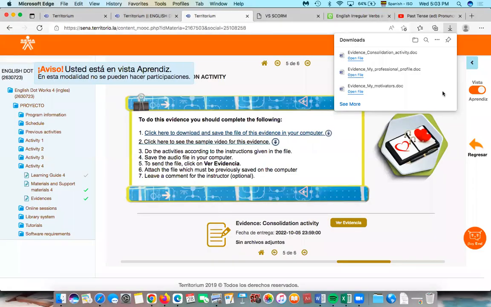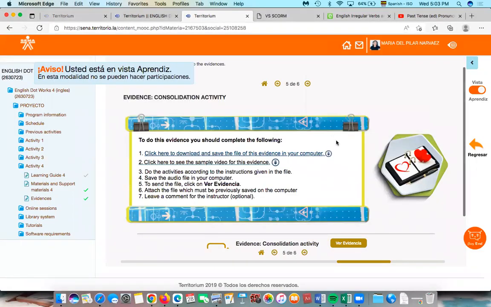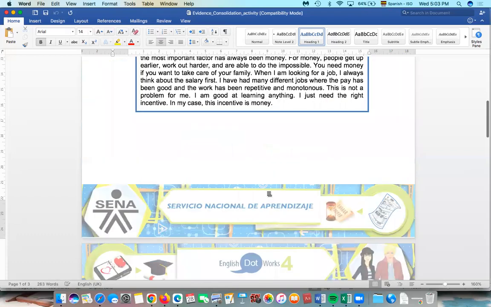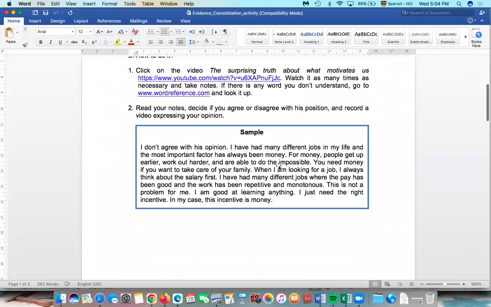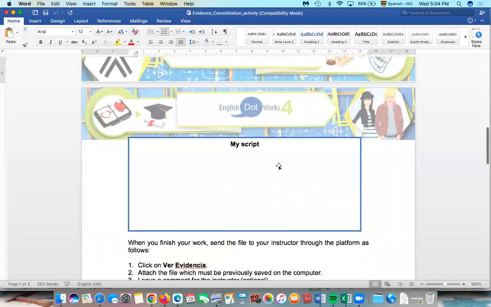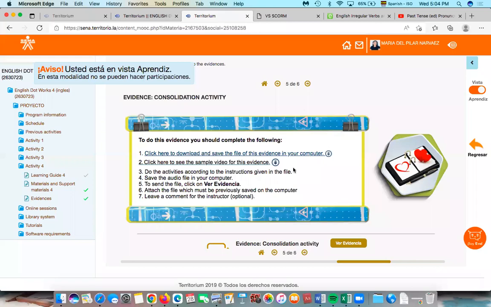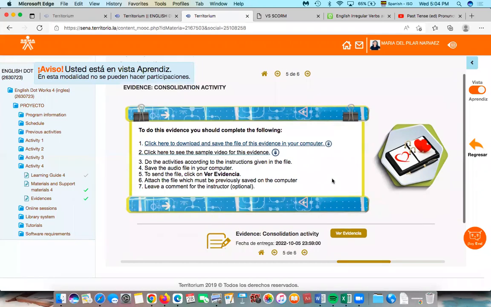Hay que grabar y escribir también los dos? On consolidation, yes. You watch the video, then you say if you agree or disagree and why, and you record yourself saying your opinion. They're asking for a video, but a recording is okay too. That would be all.